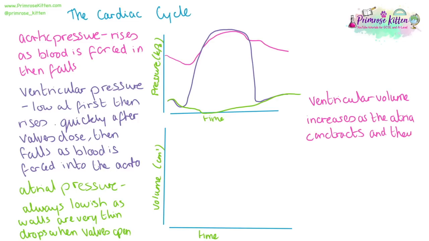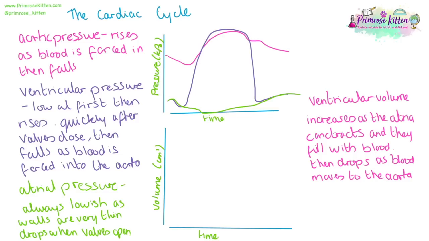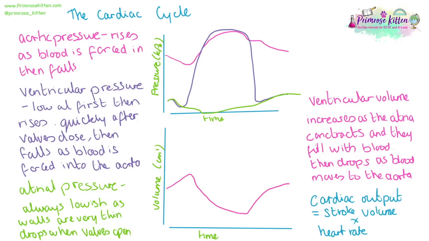Ventricular volume increases as the atria contract and they fill with blood. It then drops as the blood moves to the aorta and pulmonary artery. We can look at cardiac output as a calculation of stroke volume multiplied by heart rate.